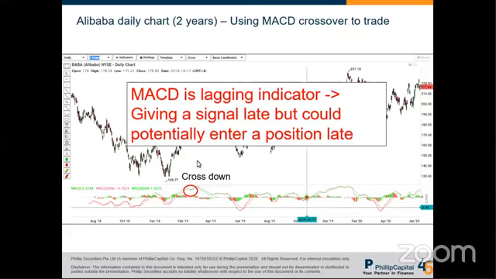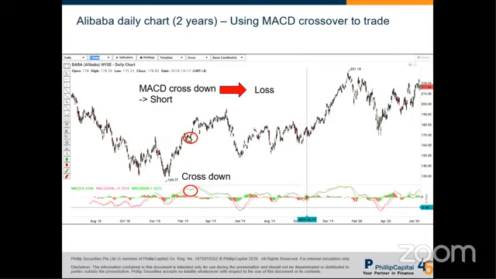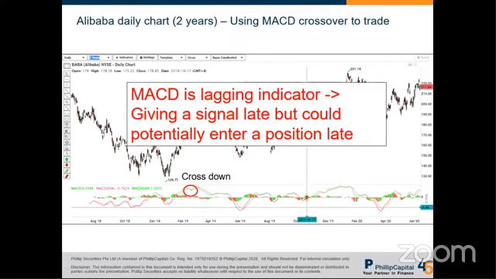You can see that MACD is sometimes a lagging indicator. It can give you a signal, but sometimes it gives you a potential entry late and you end up encountering a loss. You can see the price dropped for a while already before the signal starts to show. So MACD is a lagging indicator. What you want to do is follow the trend, and not trade against the trend.